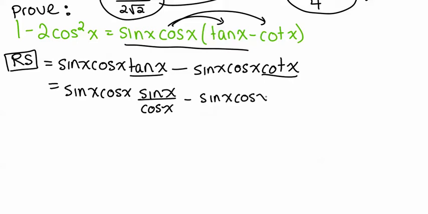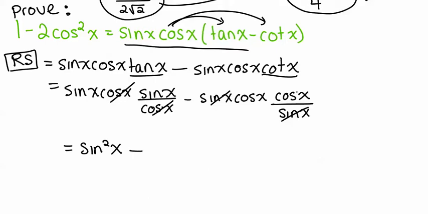And I'm going to switch my cotangent to cos x over sine x. So I'm just using my two quotient identities, which is awesome because then those cancel out and those cancel out. So I'm just left with sine x times sine x, which is sine squared x, minus cos x times cos x, which is cos squared x. And then I can see on my left side, all I have are coses.